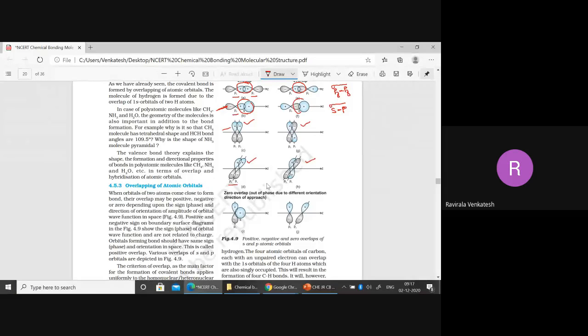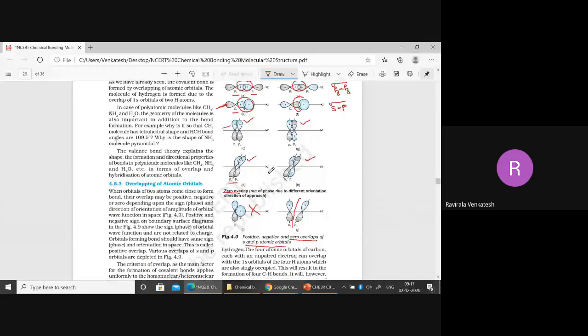But in this case, what happened? Both plus, plus, plus, minus. Now, this is called what? Zero overlap. Actually, plus, plus, plus, minus, so it is not at all called overlap. This is called zero overlap because of the different orientation. Here it is not at all overlapping, so these are zero overlaps, we call this.